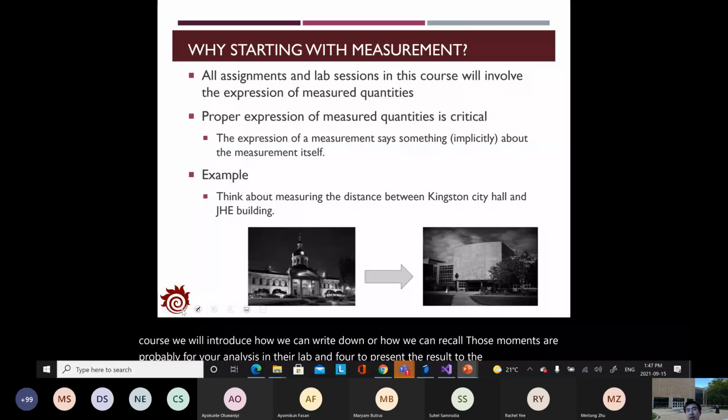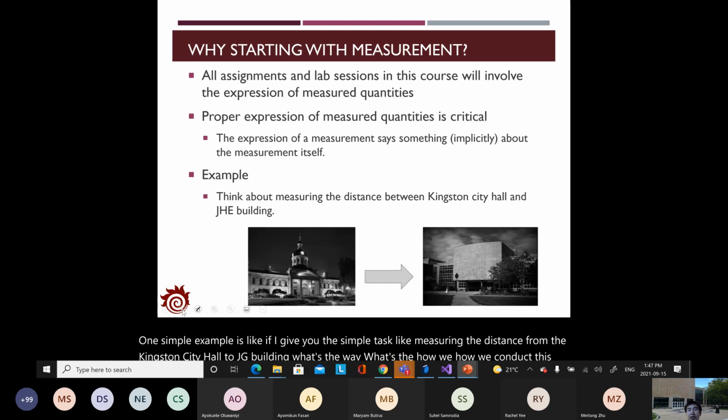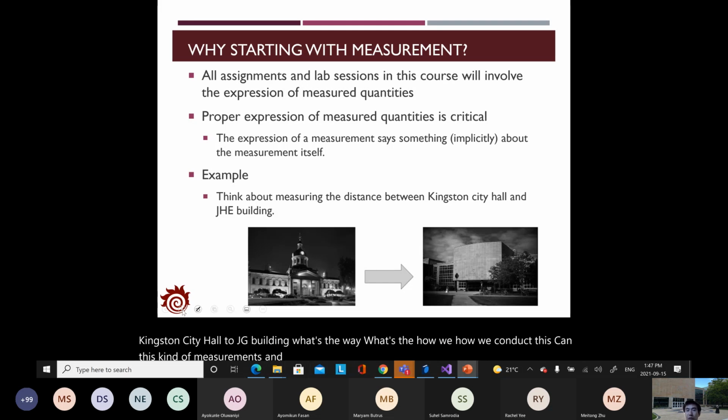The appropriate expression of the measured quantity is very important. In this class, of course, we will introduce how we can record those measurements appropriately for your analysis in the lab, and to present the results to other audiences. One simple example is if I give you a simple task like measuring the distance from the Kingston City Hall to the GHE building: how do we conduct this kind of measurement, what kind of unit are you going to choose, and what kind of tools do you need to use to finish the measurement? All these things will be taught in this class. So that would be the couple of slides we left from the previous lecture.